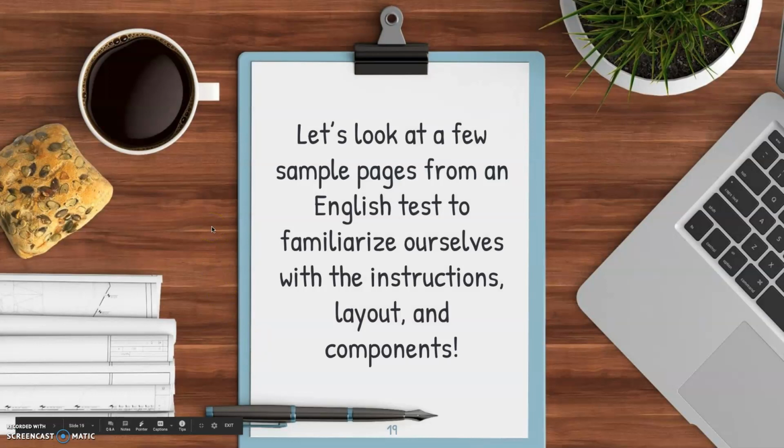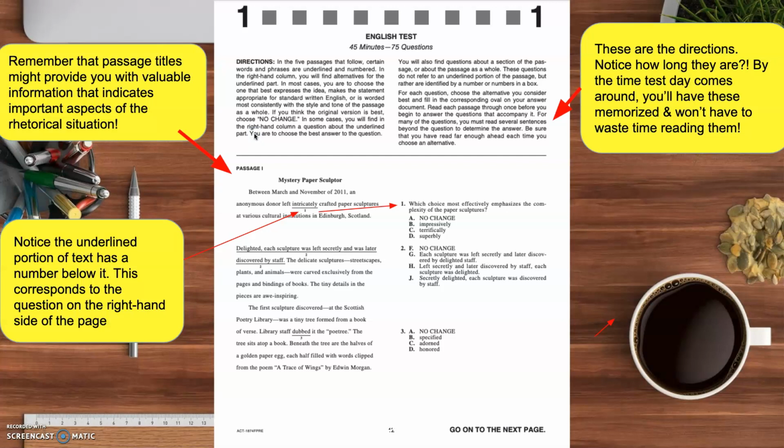Now we're going to take a look at a few sample pages from an English test so we can familiarize ourselves with the instructions, the layout, and the various components. So what we see here is the first page that you'll be able to see when you are able to break the seal and open up your ACT on test day.